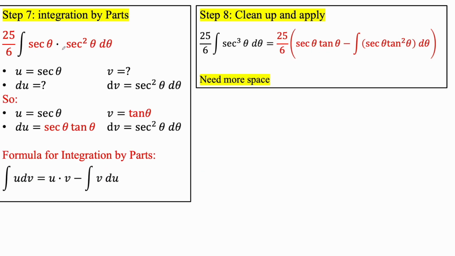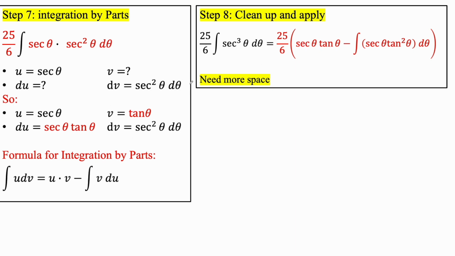At this point, I'm going to split up again, and now I'm going to use integration by parts. So u is equal to secant theta, dv is equal to secant squared theta, d theta. The derivative of secant theta will give us secant theta tan theta, and the integral of secant squared theta, d theta, will give us tan theta. Now we use the integration by parts formula, and now we swap. This 25 divided by 6 was already here, so I'm going to keep it. And now we're swapping, so u times v. u is secant theta, v is tan theta. That's why we have it right here.